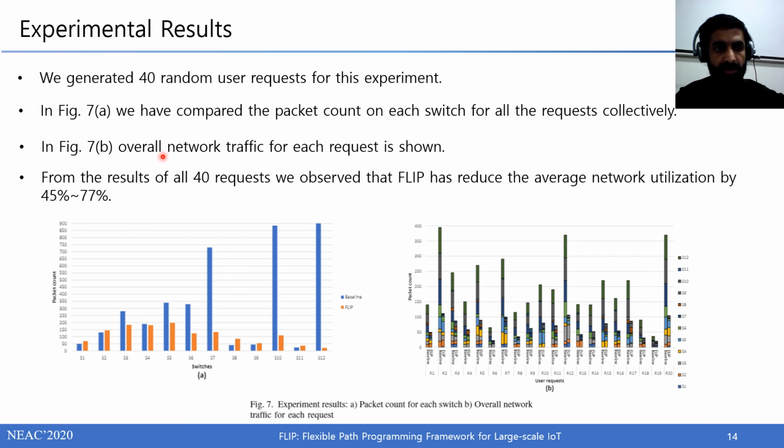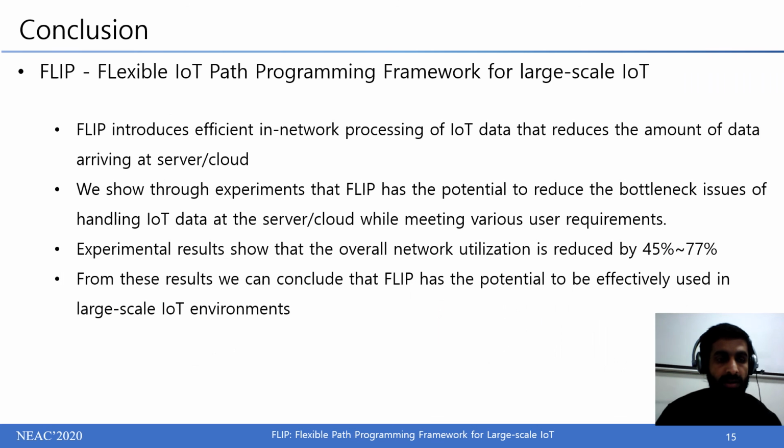In figure 7b, the overall network traffic for each request is shown. So in this diagram, we show how many packets were generated for each request on all the switches in the overall network. So as you can see, almost the same trend as we see here. We have higher peaks in the baseline and very small peaks in Flip. From the results of all the 40 requests, we observed that Flip has reduced the average network utilization by 45 to 77%.